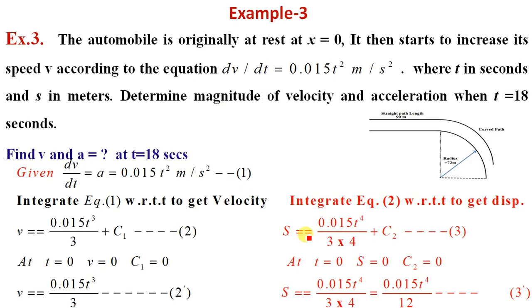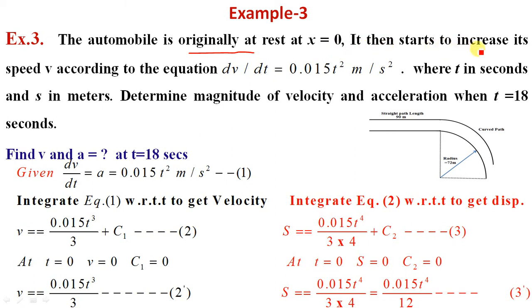Now, the third problem of the NT system, normal and tangential system. The automobile is originally at rest. This is a very important statement. While reading the problem, you have to understand the problem. The automobile originally at rest means x is equal to 0 and t is equal to 0 are given.